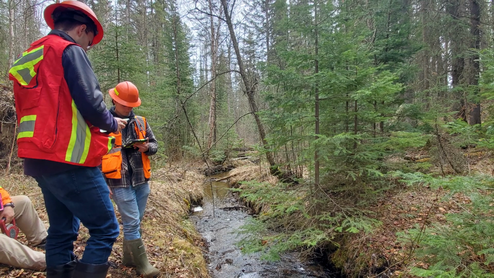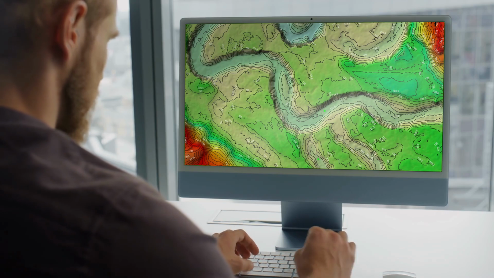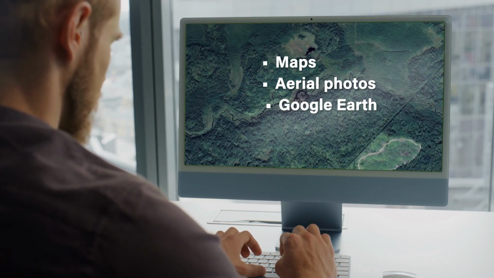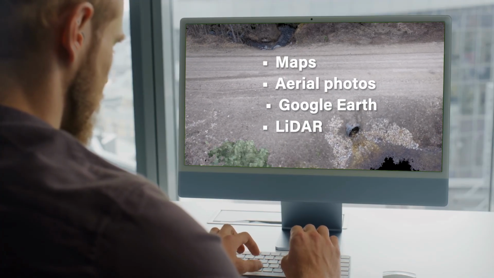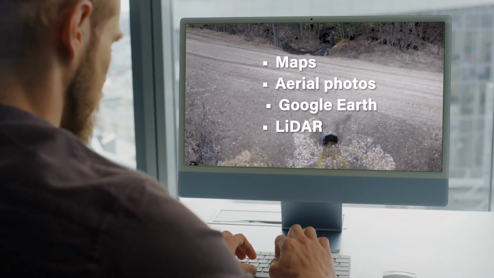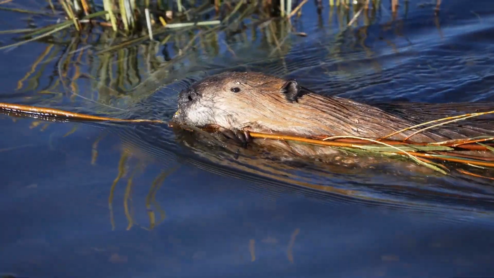surrounding area. The site assessment process starts in the office with desktop tools, such as maps, aerial photos, Google Earth, and LiDAR. These desktop tools can help identify landscape and habitat features that could influence crossing designs, such as upstream barriers, debris, or historic beaver activity.